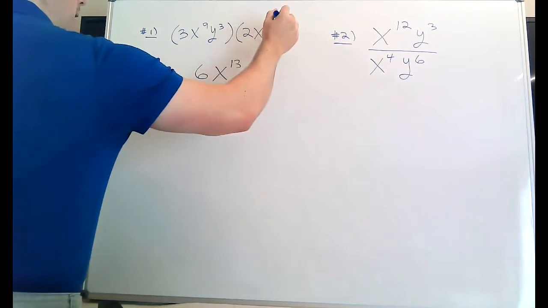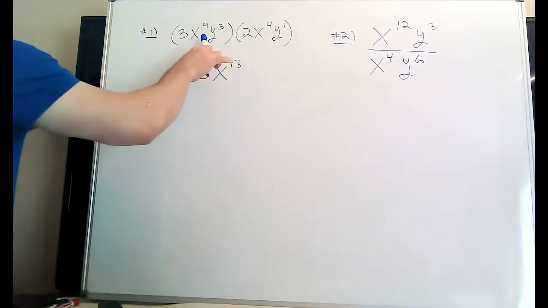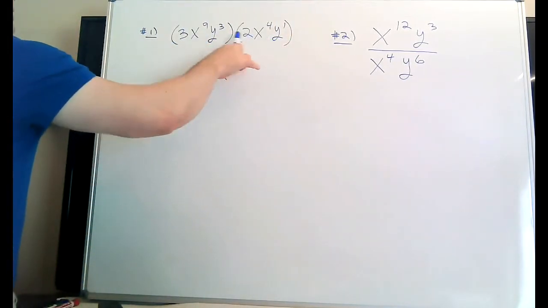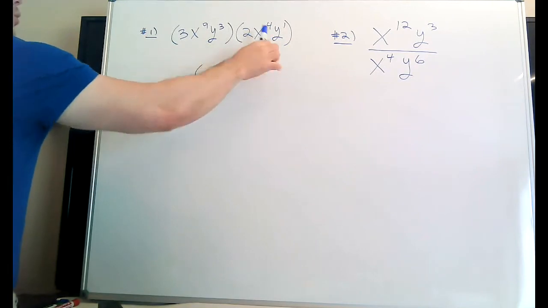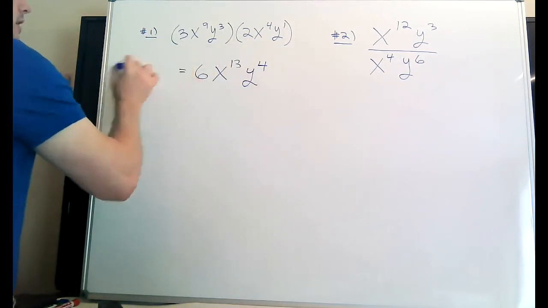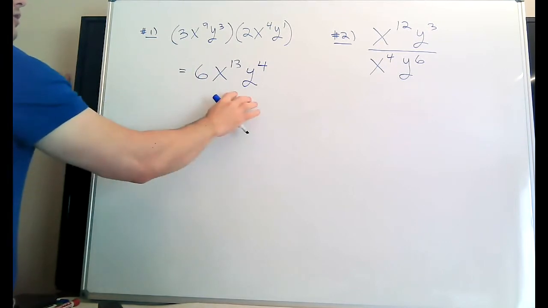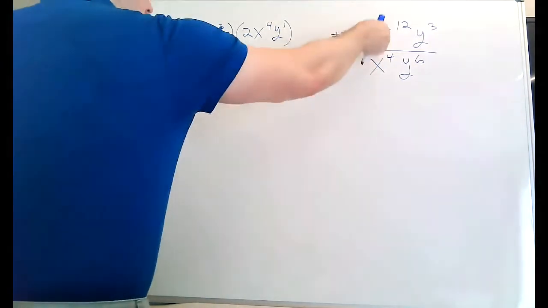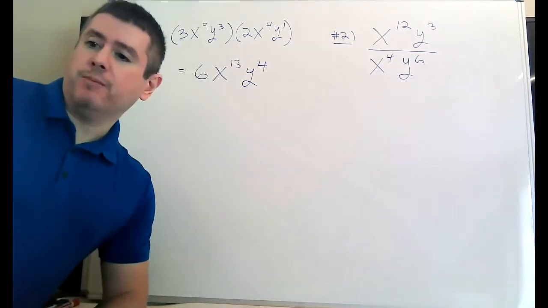Now, this doesn't have a power, so put a 1 there. You do y^3 times y^1. Well, there's 3 y's here, and then 1 more gives you 4. Right? Again, add the exponents. Very simple. Done. Nothing else you can do. Leave it alone. Now, the second problem involves division.